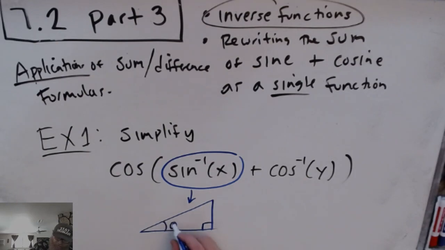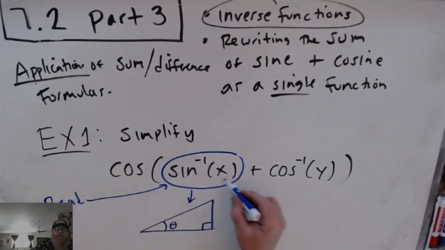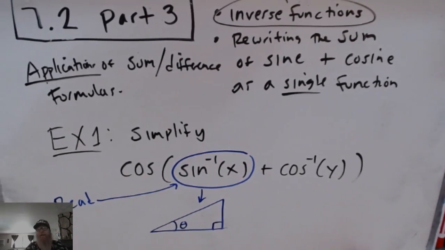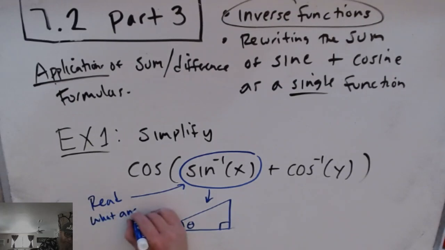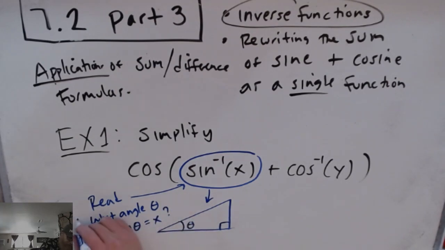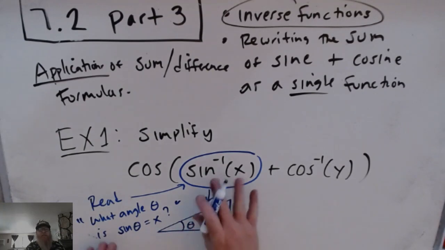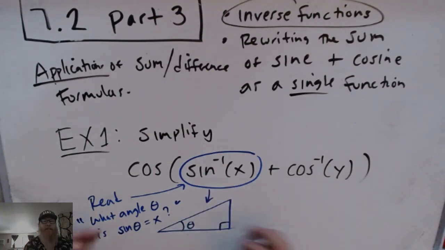So the way you read this, just the inverse function, you would read it in a very specific way. You would read this as, what angle theta has sine, or is, I should say, sine theta equal to x. So the inverse trig function is asking a question. It's saying, what angle has a sine of x?